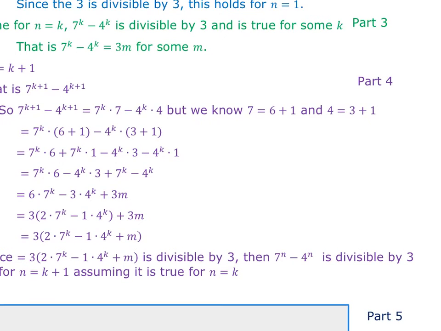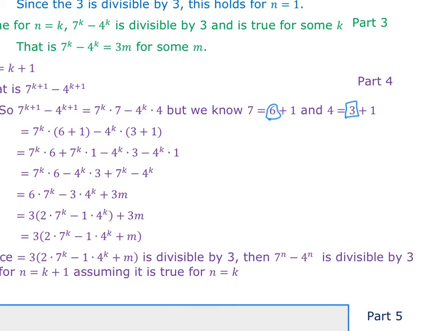Now, this part is I know that I can write 7 any way I want. I can write 7 as 7 plus 0. I can write it as 5 plus 2, 3 plus 4. I want to use 6 plus 1. I'm going to do the same thing with 4. 4 is the same thing as 3 plus 1, 2 plus 2, 4 plus 0. Now the reason I'm choosing this, and you're thinking, why am I choosing this? The reason is because I want to have this number and this number that are both divisible by 3.